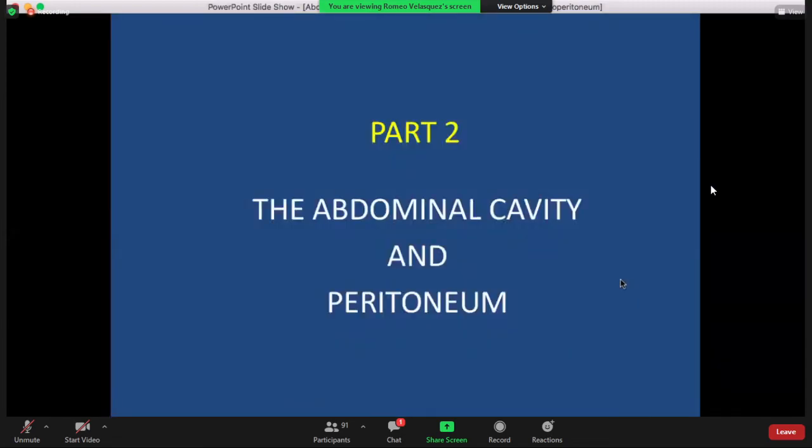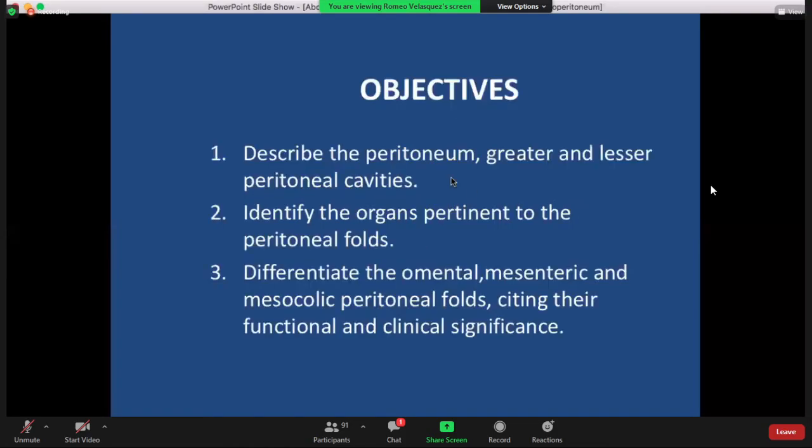Okay, a very quick look at the abdominal cavity and peritoneum. These are the objectives. We have how much time left? About 2 minutes. So pay attention to the objectives again. Make sure you know how to identify and differentiate these terminologies. It's all about the peritoneum and the peritoneal folds, functional and clinical significance.